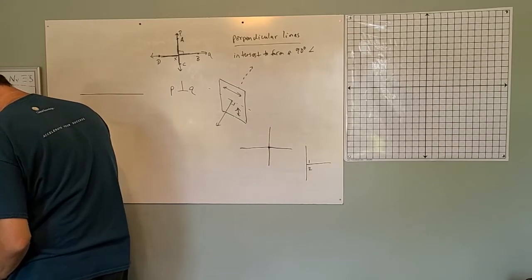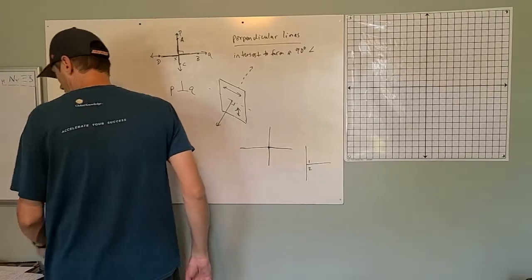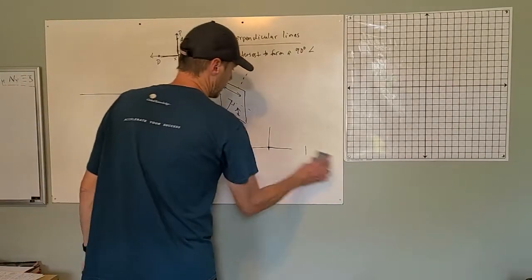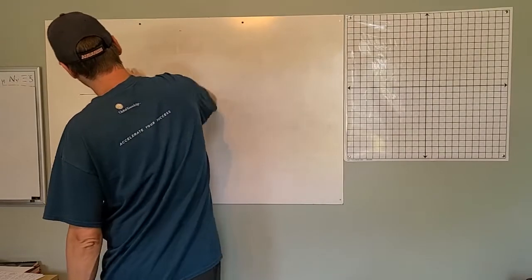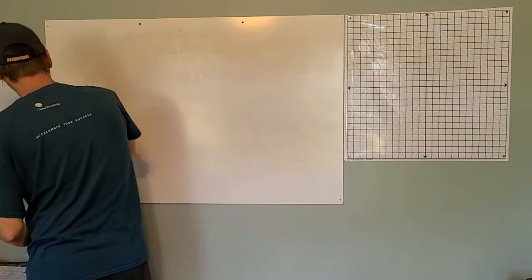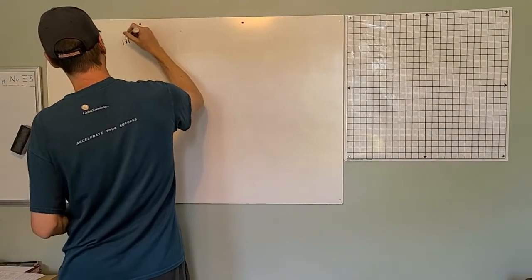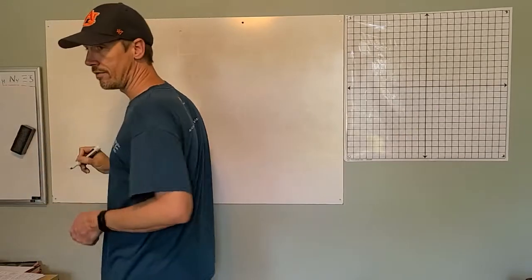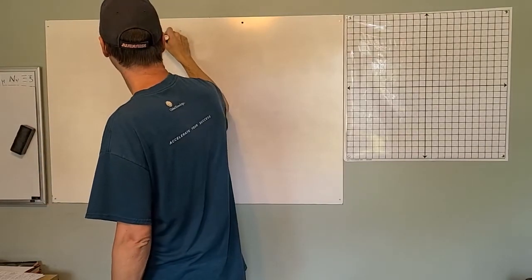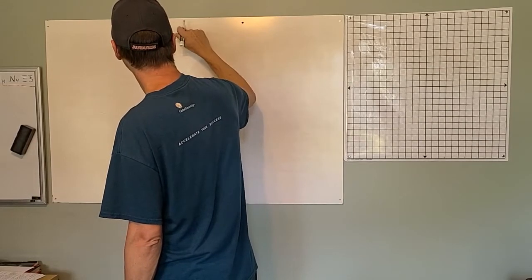All right, let's talk about biconditional statements. A biconditional statement contains the term if and only if. Let me label for you that this is the shorthand way I'm going to write if and only if: IFF equals if and only if.